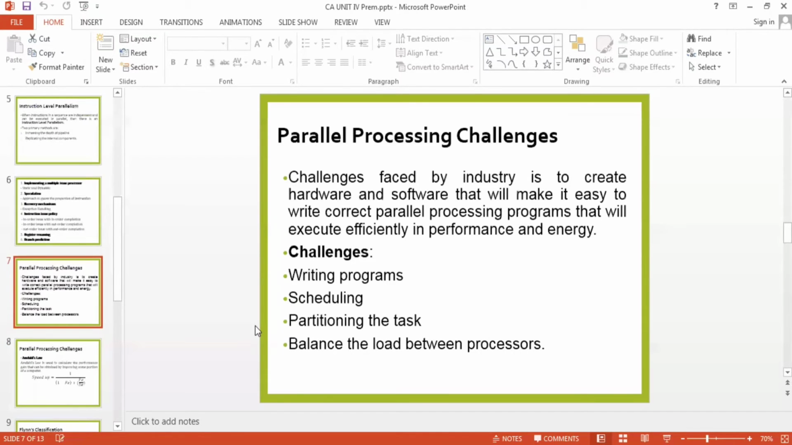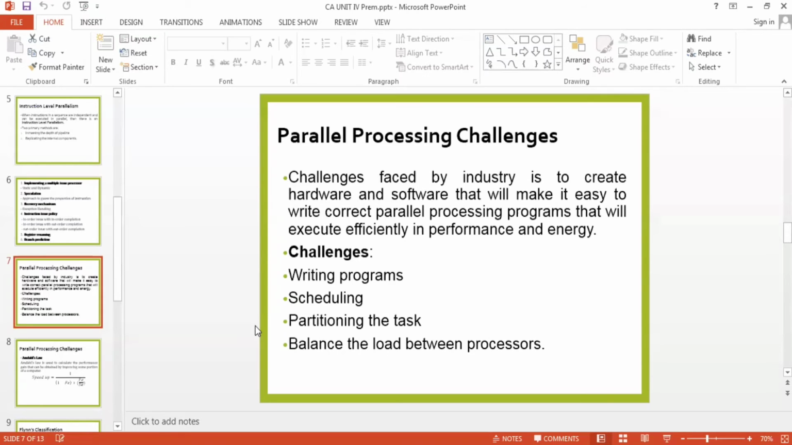So next one, parallel processing challenges. What are the challenges we can face? It may be hardware and software. We can't easily find out which one is the correct representation for parallel processing, and the efficiency of performance and energy can be achieved with the help of a parallel processing program. And the next challenge: writing the program to represent parallel processing is not easy, and scheduling is a main problem while using parallel processing.